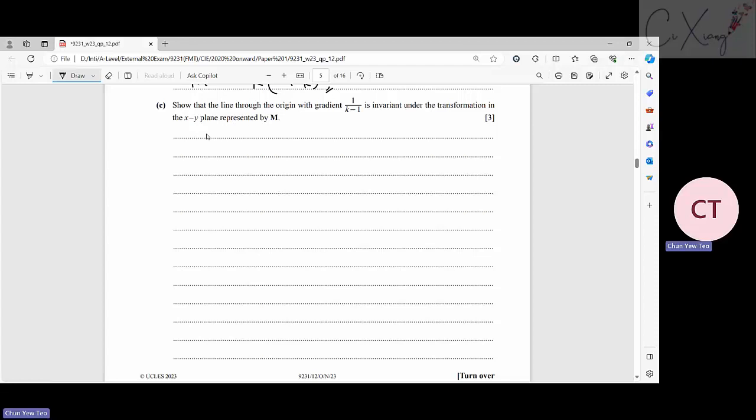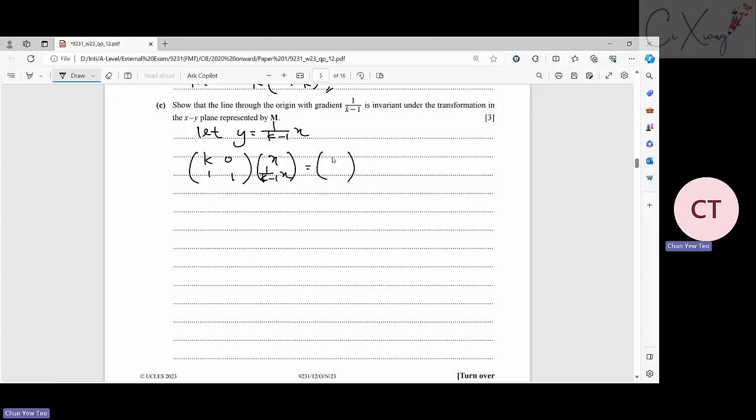Okay, so we let y be equal to this. So the transformation of M, the matrix M just now, was k, 1, 0, 1. This is the object, the object is x, y. But because y is given as this, we just change our y to become 1 over k minus 1 multiplied by x. So we want to show that the line through the origin is invariant.